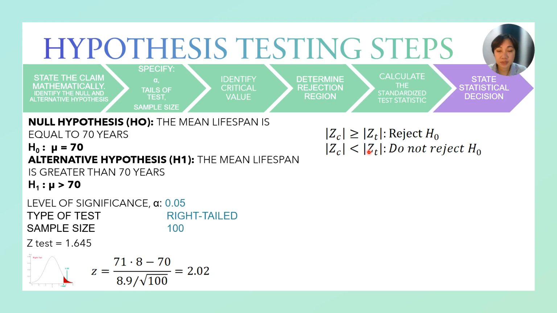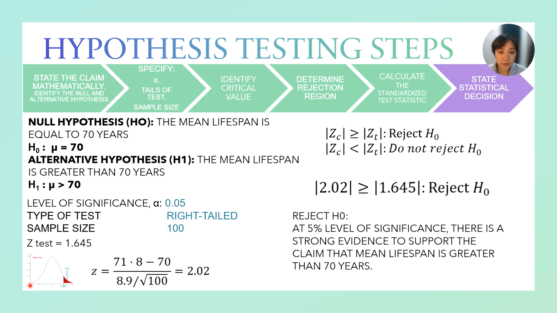And then lastly, state the conclusion. So we know that 2.02 will enter the rejection region. So we can conclude that at 5% level of significance, there is strong evidence to support the claim that the mean lifespan is greater than 70 years.